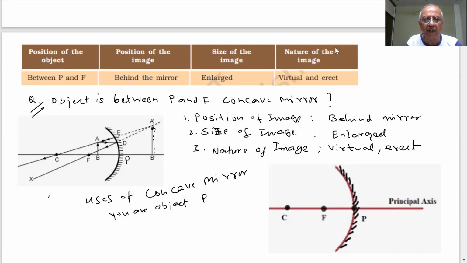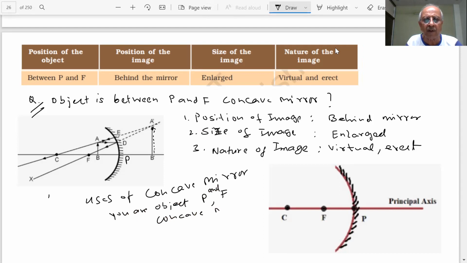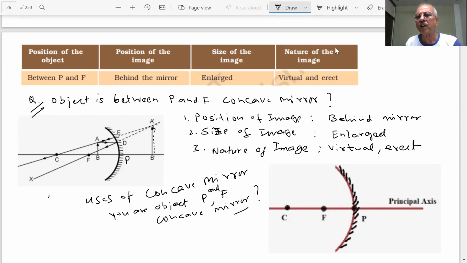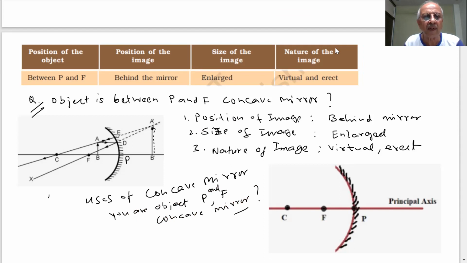Okay, and you are between P and F in front of a concave mirror. What will happen to your image? Tell me. What will be the use of that? It's an important point. Can you tell me? What is your answer? You know, they are being used for this purpose.